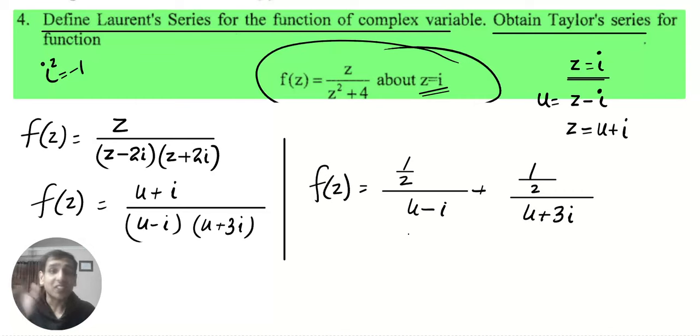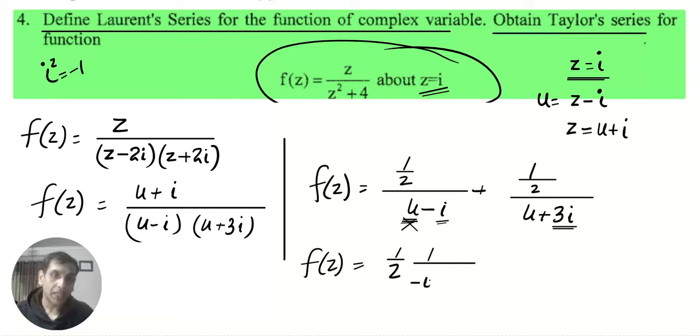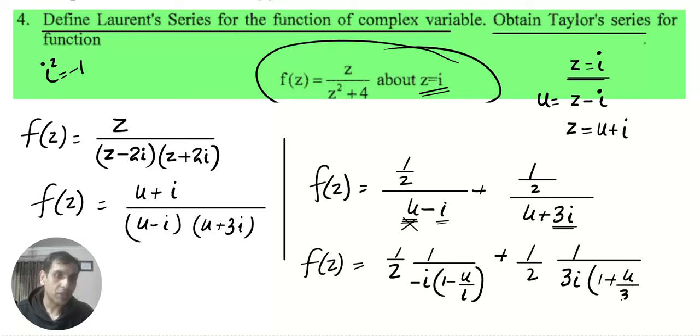Okay, now look at this. This is not Laurent, this is Taylor. In Taylor, you can be 100% sure you will always take the constant outside. In all the problems, you have to take the constant outside. So I'm going to write this as f of z equal to 1 by 2, 1 divided by minus i, 1 minus u by i, plus 1 by 2 into 1 by 3i, 1 plus u divided by 3i.